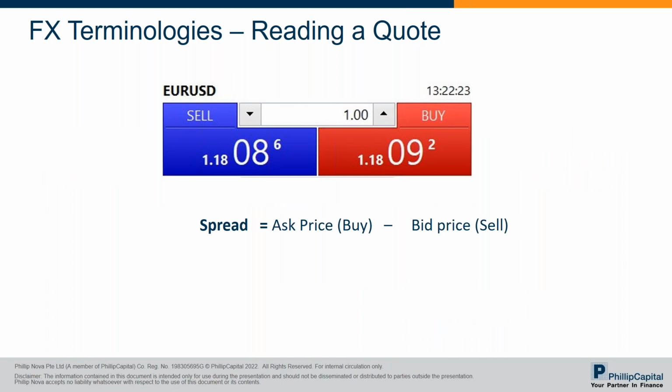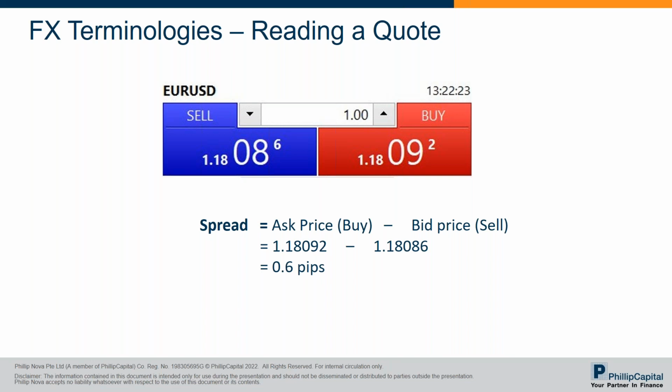Next up, we are going to talk about what is spread. Spread is simply the ask price on the right minus the sell price on the left. If you just take the ask price minus the bid price, you would get 0.6 pips.